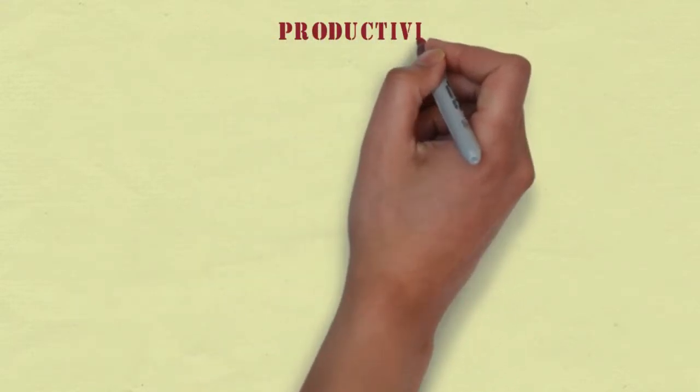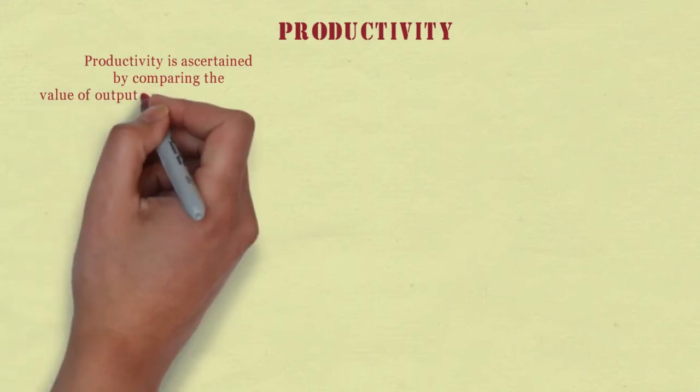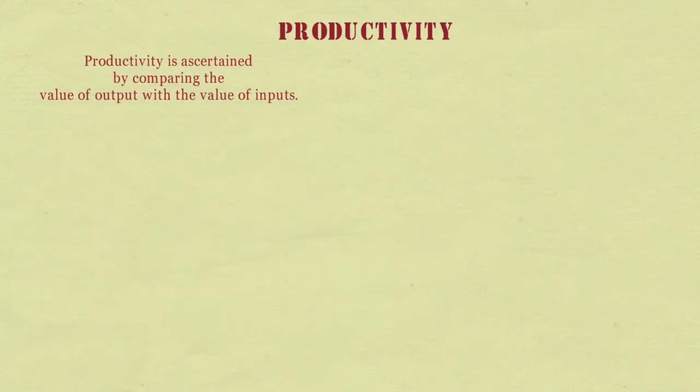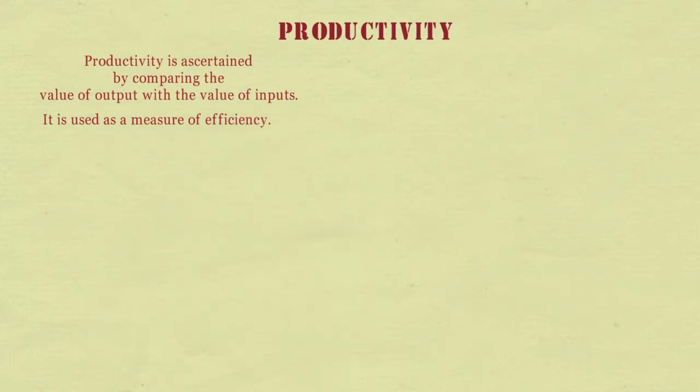Productivity. Productivity is ascertained by comparing the value of output with the value of inputs. It is used as a measure of efficiency.